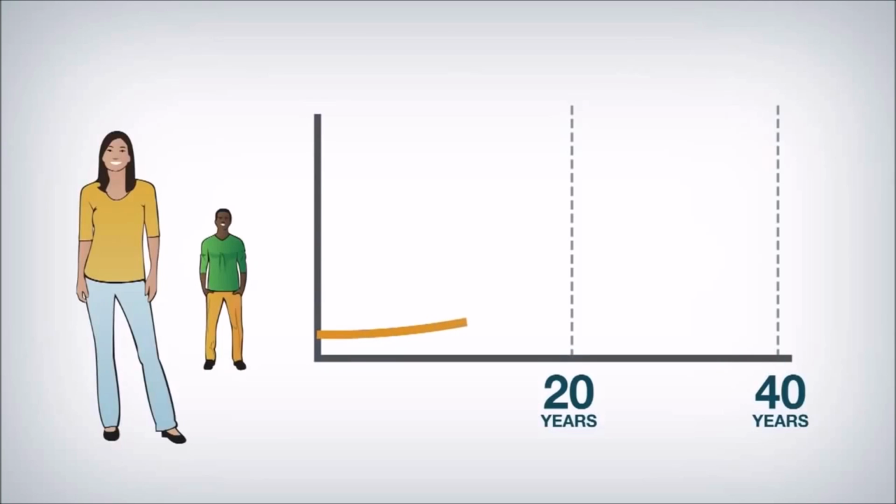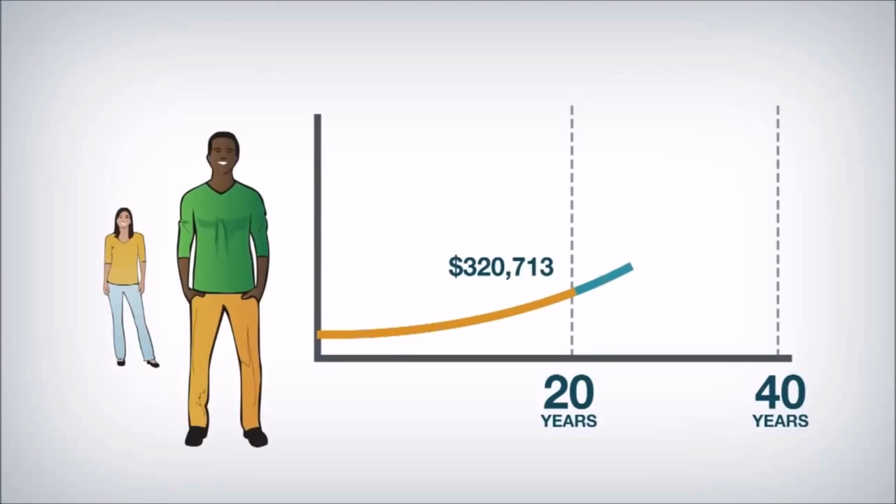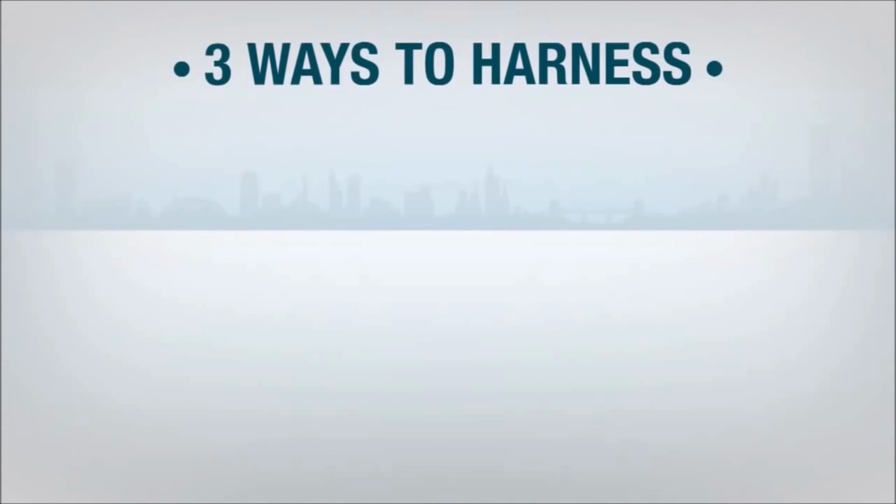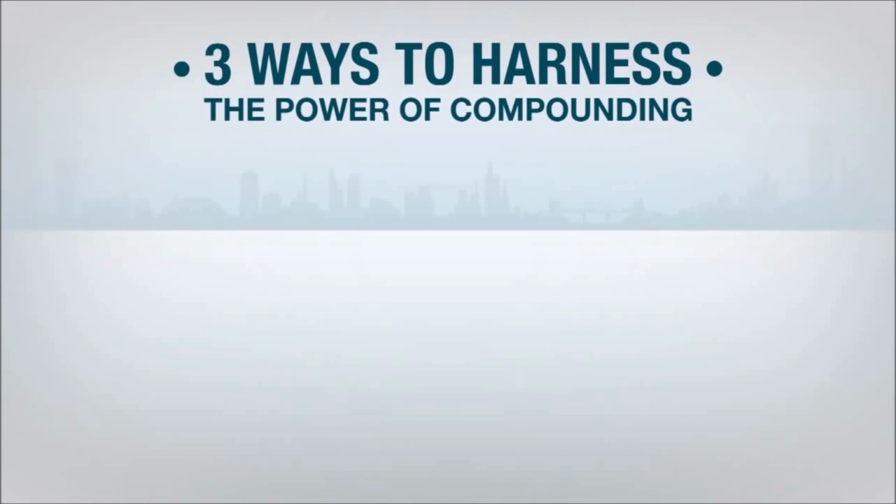At the end of 20 years, the $100,000 principal would have grown to $320,713. Now let's see how much the other investor would have earned. As you can see, the additional 20 years of compounding resulted in the principal growing to $1,028,571. That's more than 3 times the return of the other investor. Now that you understand how time impacts growth, let's discuss 3 ways how you can harness the power of compounding.